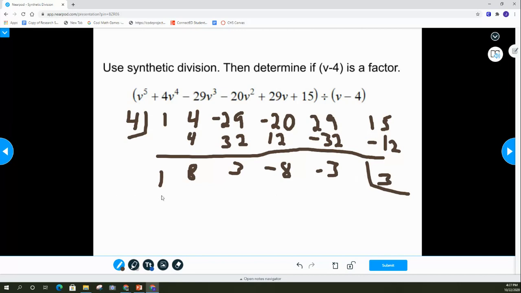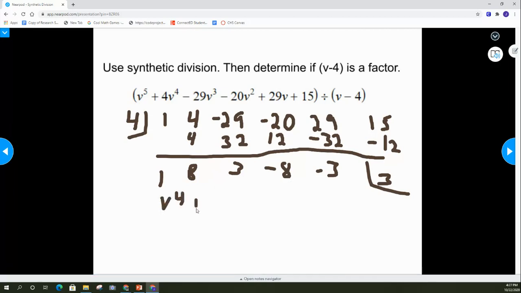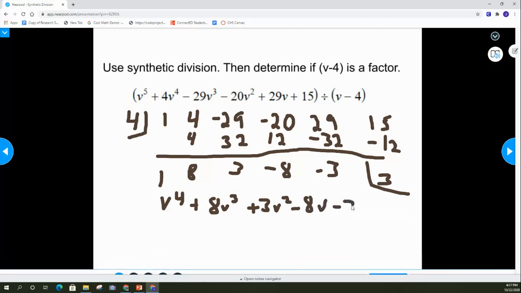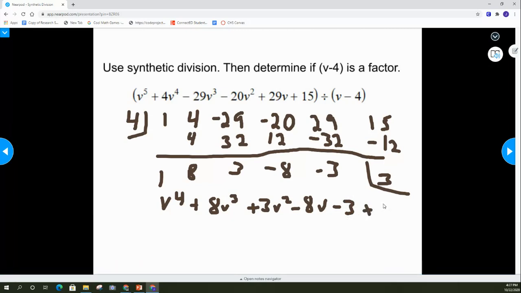All right, but if I wanted just the quotient, if I asked you to write this, I would throw all the variables back on here. This is my constant, linear, quadratic, cubic, and 4th degree. So it'd be v to the 4th plus 8v cubed plus 3v squared minus 8v minus 3, and then the remainder is 3 over v minus 4.